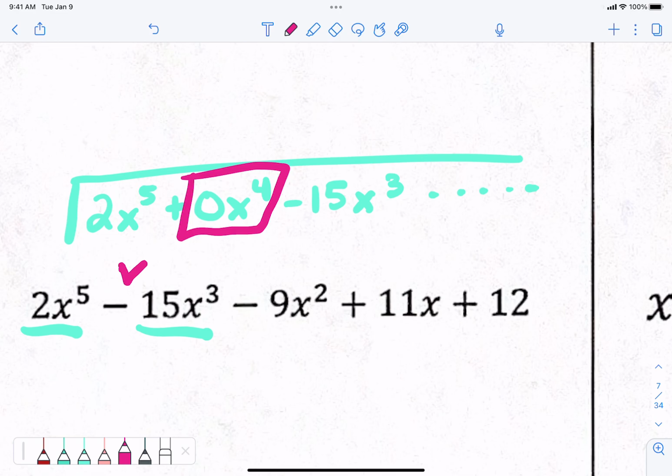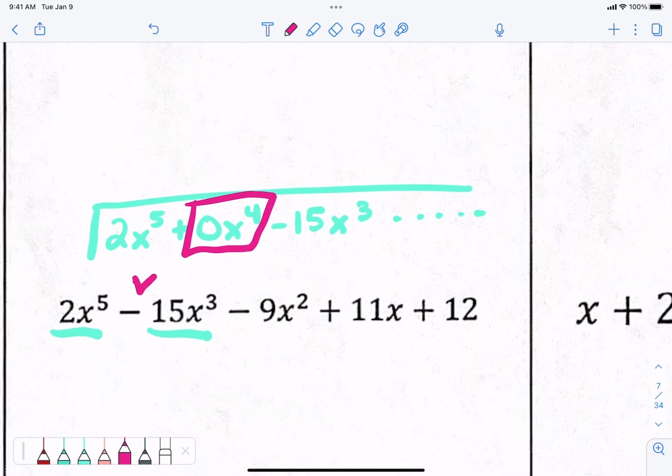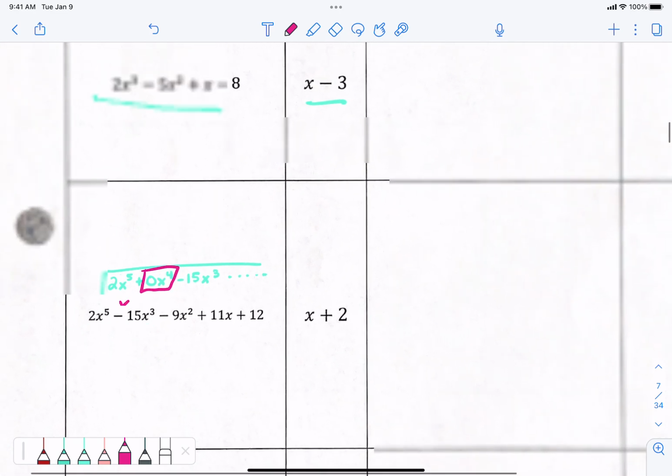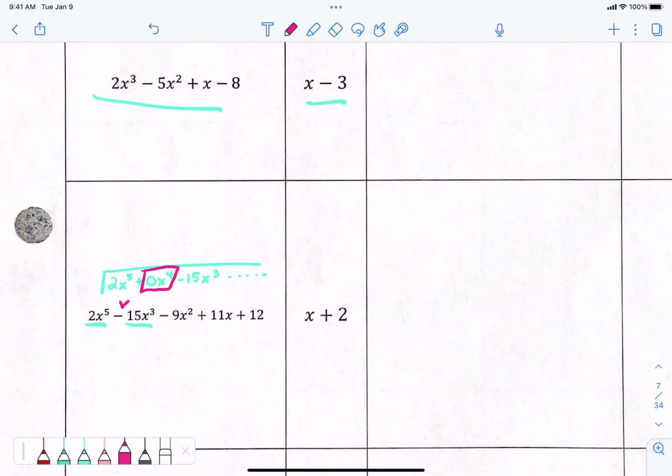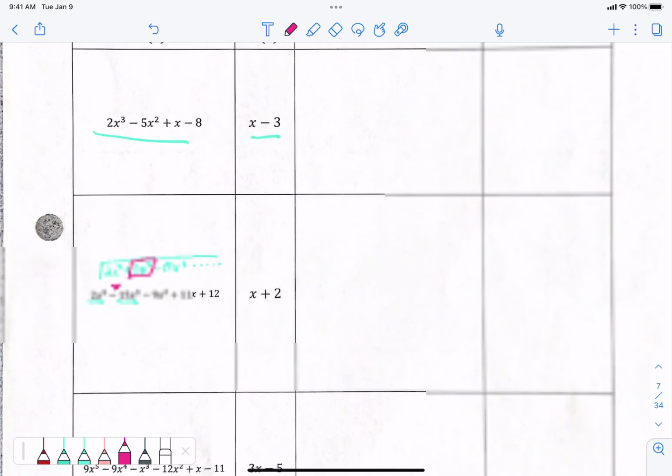Can I already put it in the work? That's fine. Yep, put it in the work part. Make sure you put a 0x to the 4th power in there before you start dividing. Otherwise, you'll be all screwed up. Okay? Good? Happy with that?